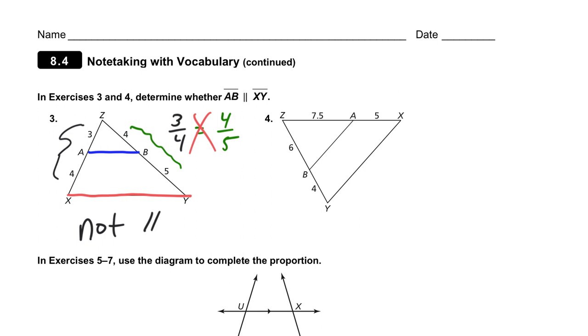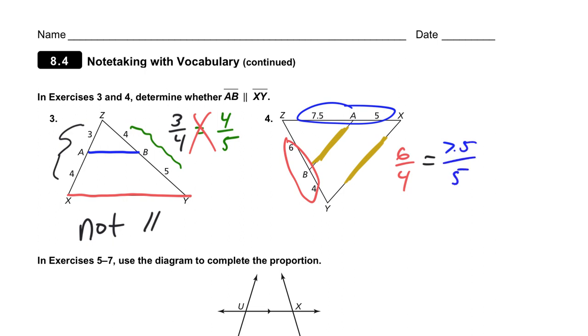Now, if we look at number 4, again, we're trying to check if AB is parallel to XY. There, what I have in yellow. So I'm going to focus on my 6 and my 4 being together. So is 6/4 the same as 7.5 over 5? Now what happens is I'm going to have to put those in the calculator, all right?